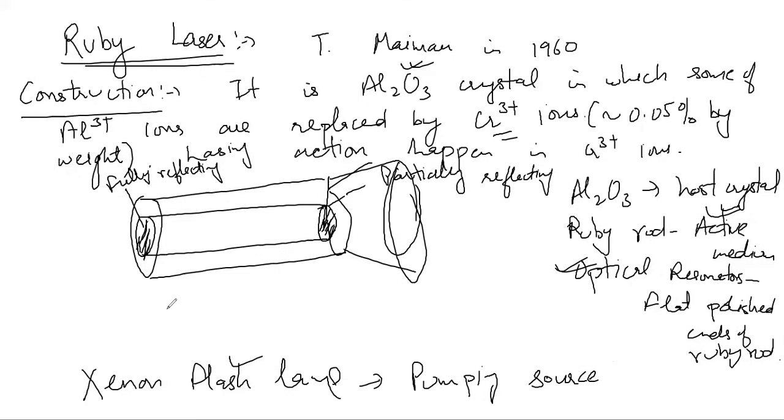So इसके चारों तरफ you place around a xenon flash lamp. And as the name suggests, it is a flash lamp. That means light is going to be on for some amount of time. It is going to be off for certain amount of time.